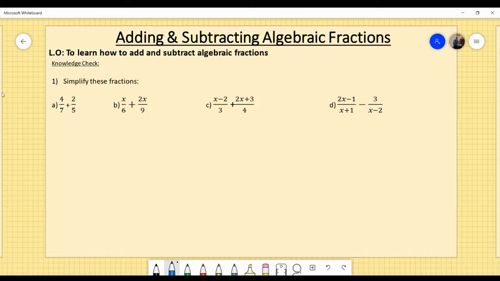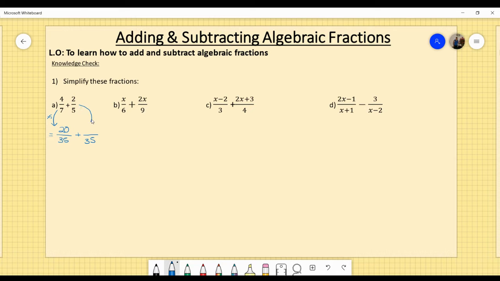Right, so hopefully you've remembered when it comes to adding and subtracting any fractions, you need to have a common denominator. So ideally you want to find the lowest common multiple of the two numbers. In this case, with 7 and 5 as our denominators, my lowest common multiple is 35. So I want to make both fractions out of 35. To do that, the first fraction I've multiplied by 5, and I do the same thing to the numerator as I do to the denominator. So that gives me 20 out of 35.